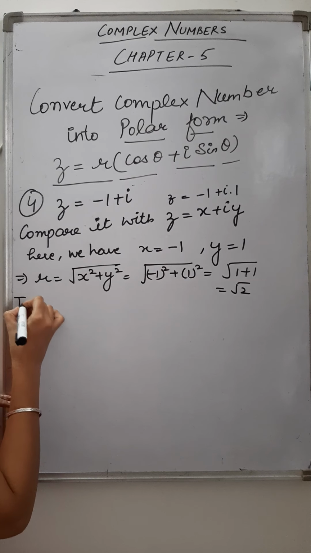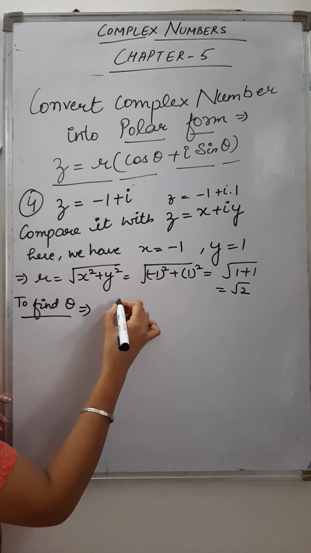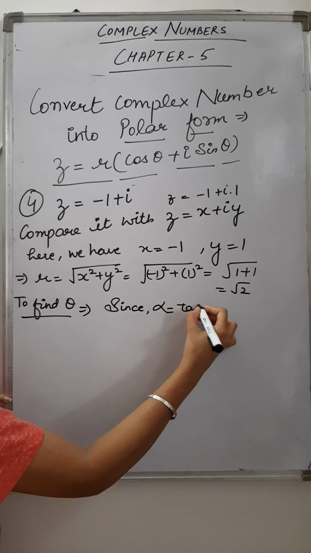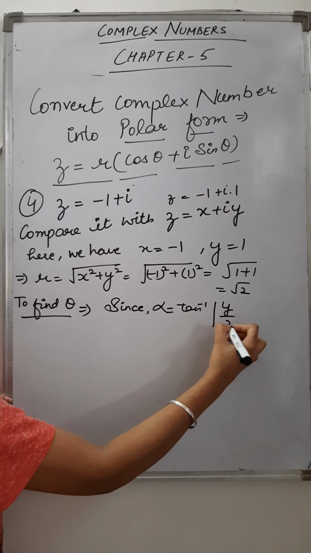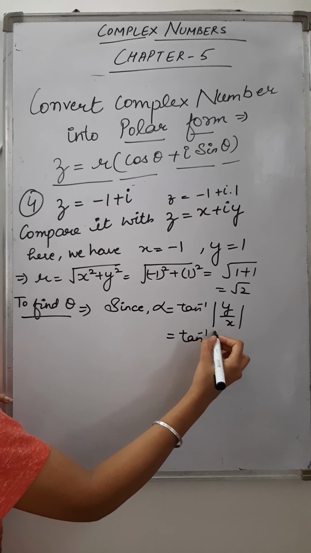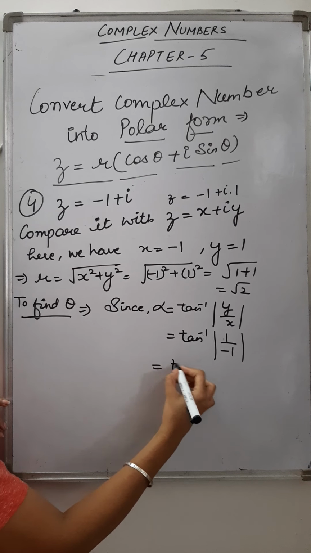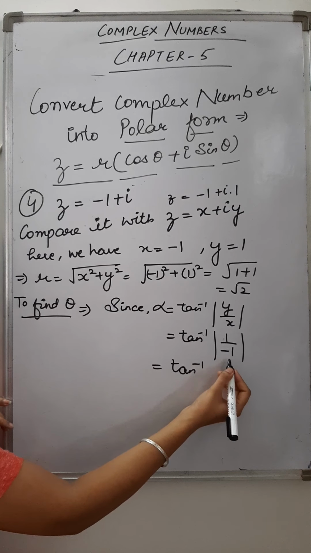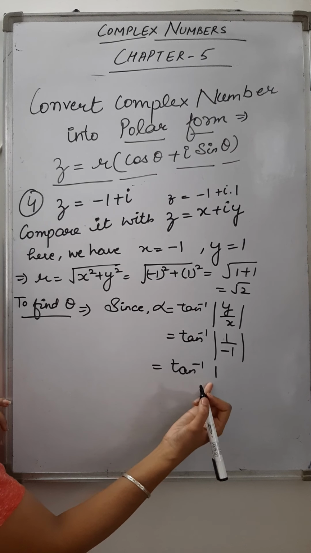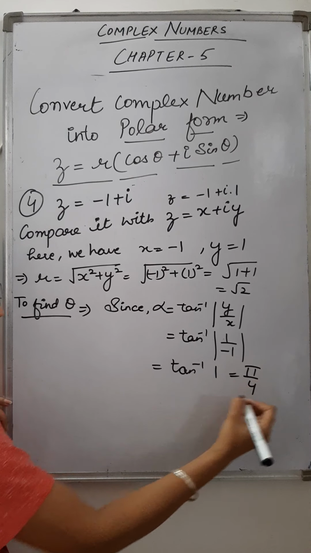Then to find theta, firstly we will find alpha. Since alpha is equal to tan inverse of modulus y upon x, which is tan inverse, y is 1 and x is minus 1. So this is your tan inverse. The negative number will become positive because of the modulus. So tan inverse 1. At which angle is the value of tan 1? That is pi by 4, 45 degrees.